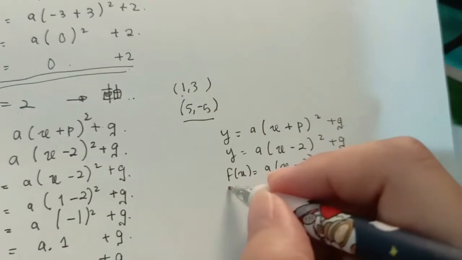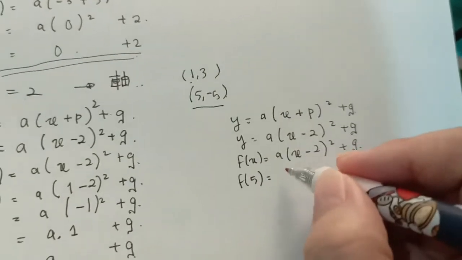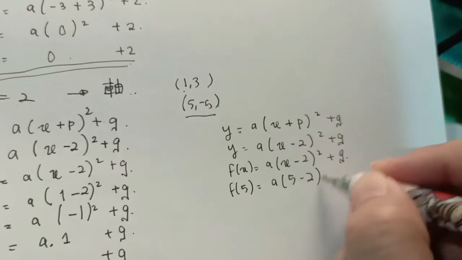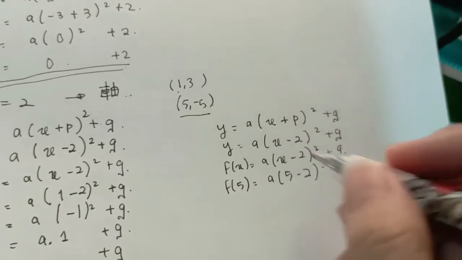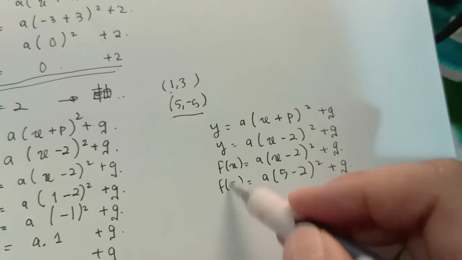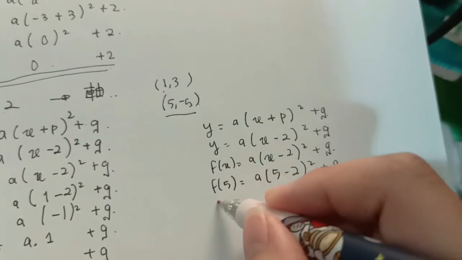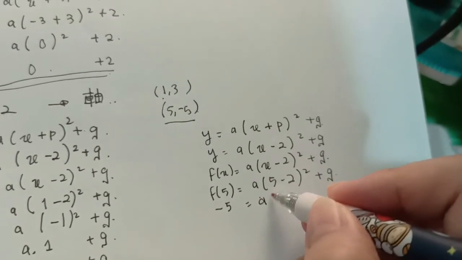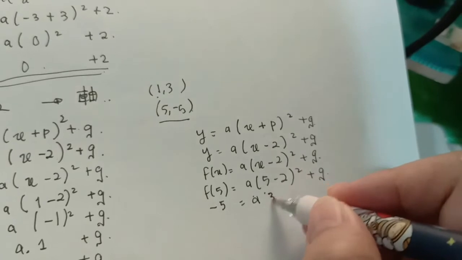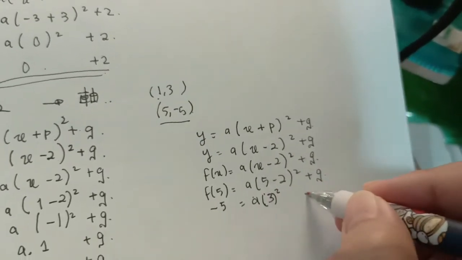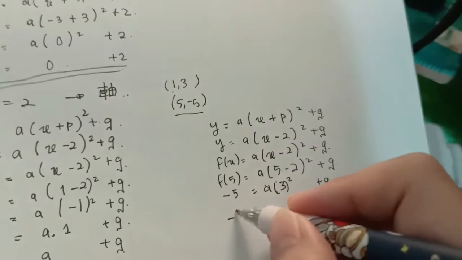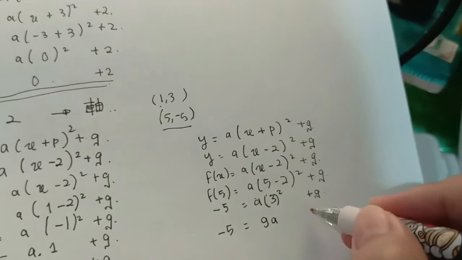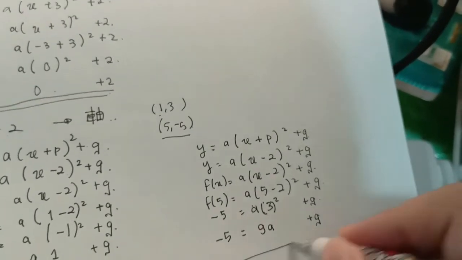If the x is 5, okay, a(5 − 2)² + q. The y over here is −5. Okay, −5 = a(5 − 2)², 5 − 2 is 3, squared, plus q. −5 = 9a + q. So this is the second one.